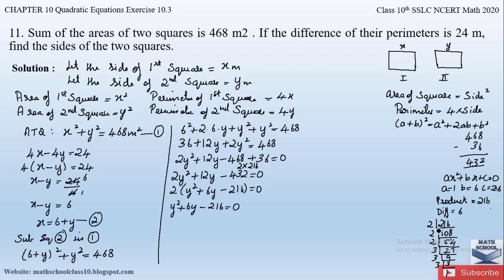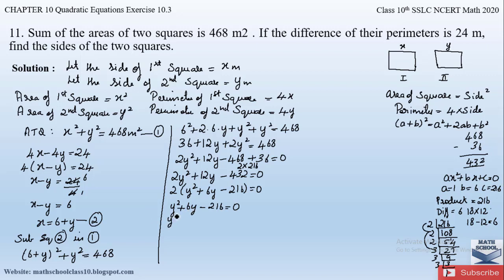So we will group the numbers in such a way that we get a product as 216 and a difference as 6. So let us group in this way. Okay, so 2 2s are 4, 4 3s are 12, then 2 3s are 6, 6 3s are 18. So 18 into 12, you will get the value 216, and 18 minus 12, you will get 6. So this is how we are going to split this middle term 6.